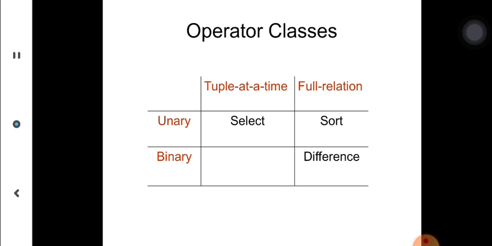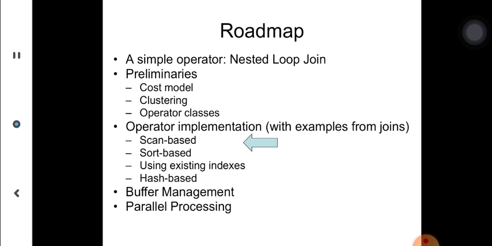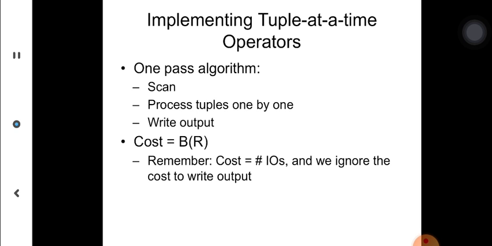So, operator classes. You see what happens here: you have a tuple at a time and full relation. You have select and sort operation and binary differences. All right, so let's take a look at the scan-based implementing tuple-at-a-time operator, one-pass algorithm. The concept is that you scan first, then process tuples one by one, and then write the output. And how do you calculate the cost? Cost is the blocks of the relation R. Remember, cost is the number of input-output operations, and we ignore the cost of writing output.